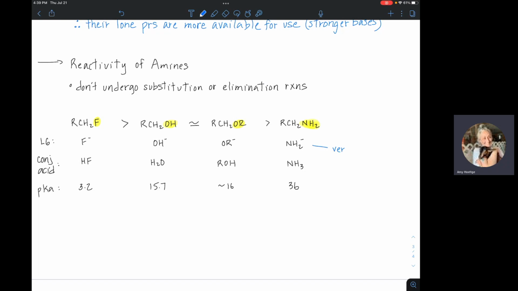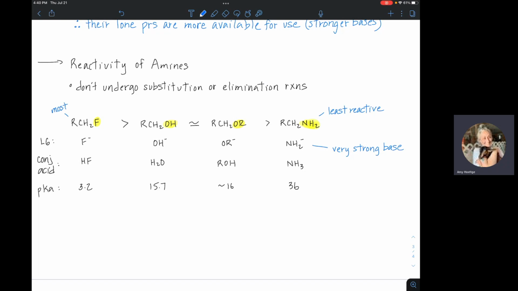So this is a very strong base. This right here will end up being the least reactive in any reaction that requires NH2 minus to leave. Of these, this will be the most reactive.